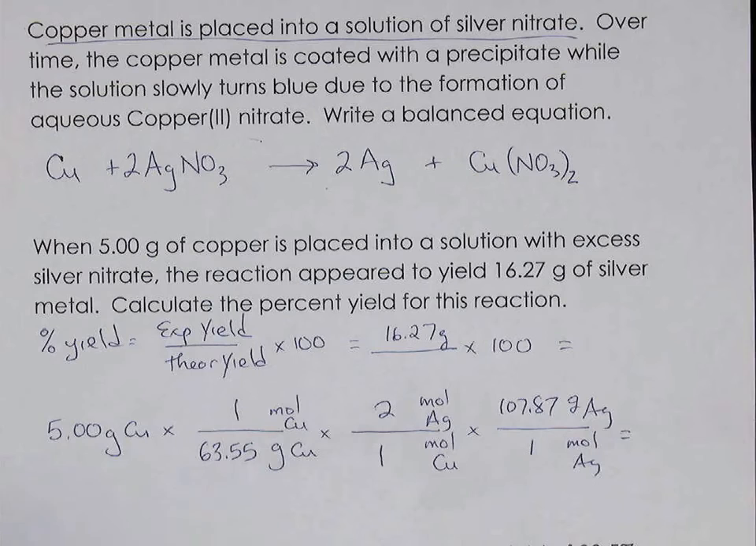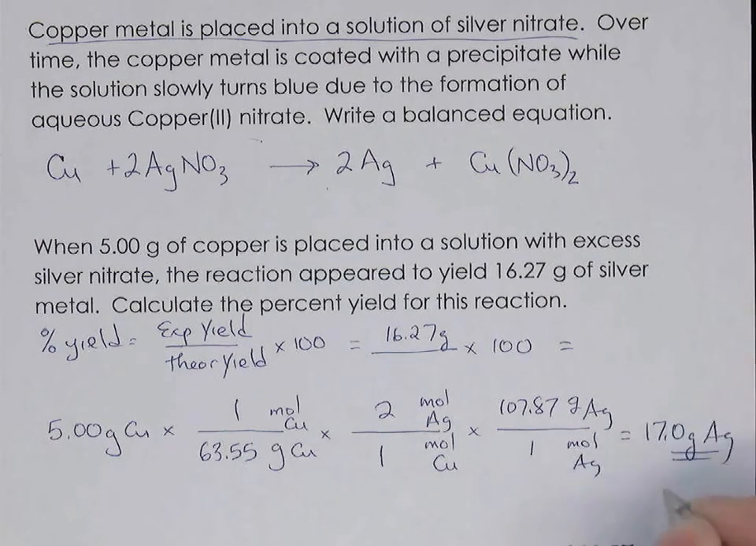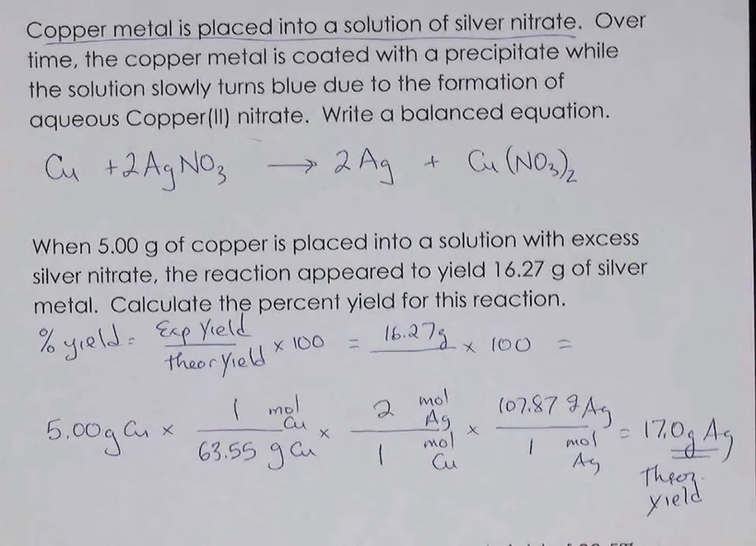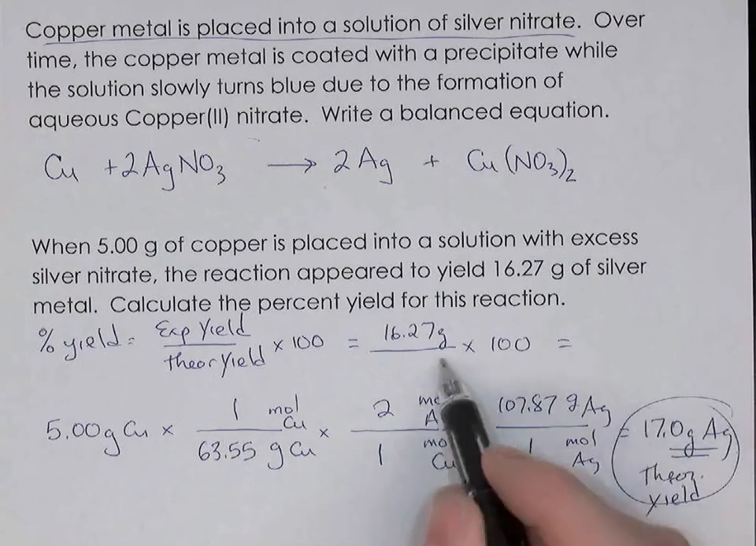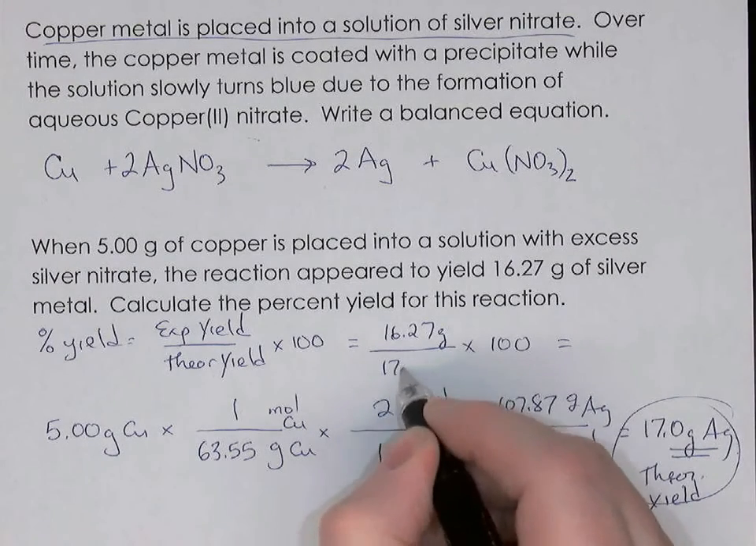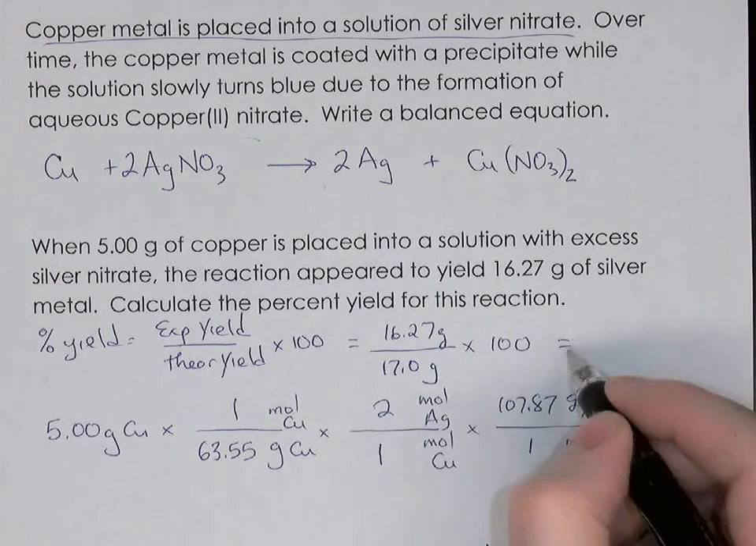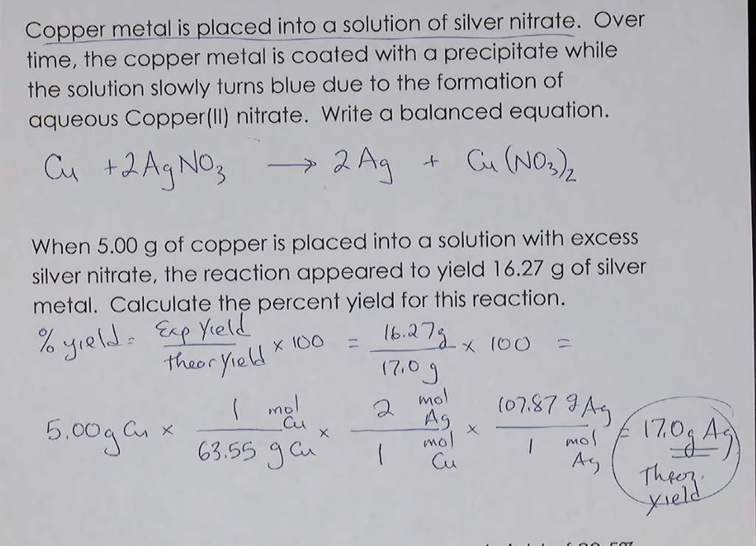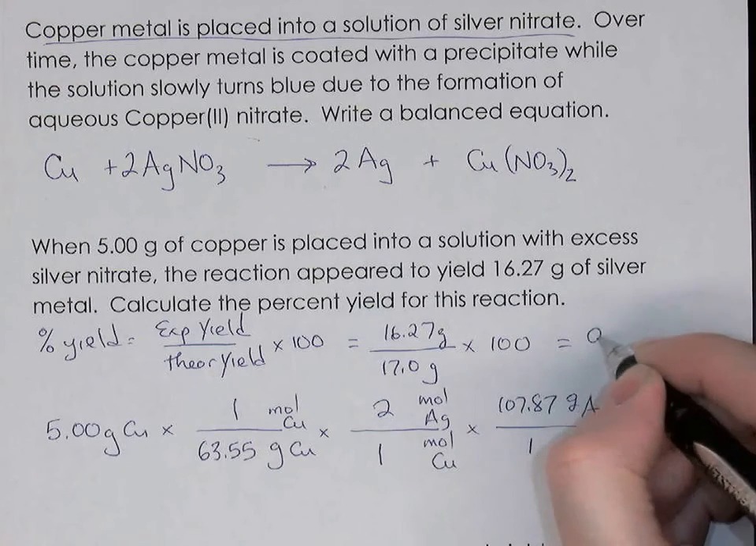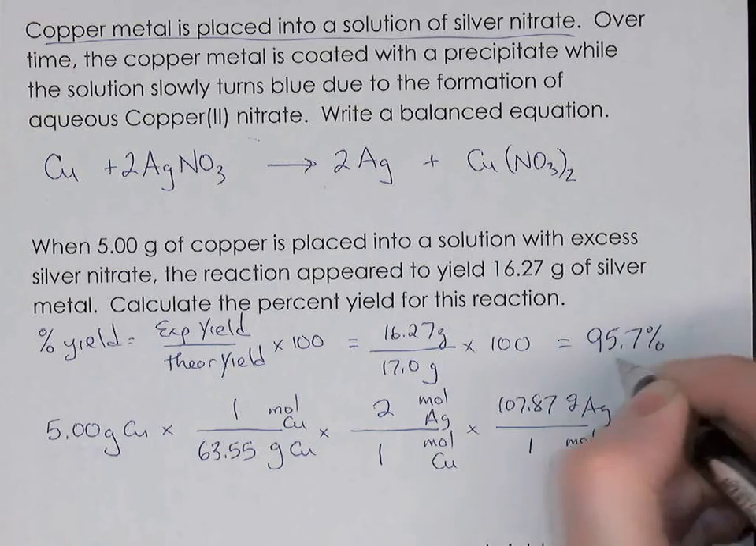So 5 divided by 63.55 times 2 times 107.87 is 17.0 grams of silver, and that's my theoretical yield. That's how much I theoretically should make. So if we take this number and put it back into our formula above, 17.0 grams was your theoretical yield, we can now say 16.27 divided by 17 times 100, you made 95.7% yield, which is pretty good.